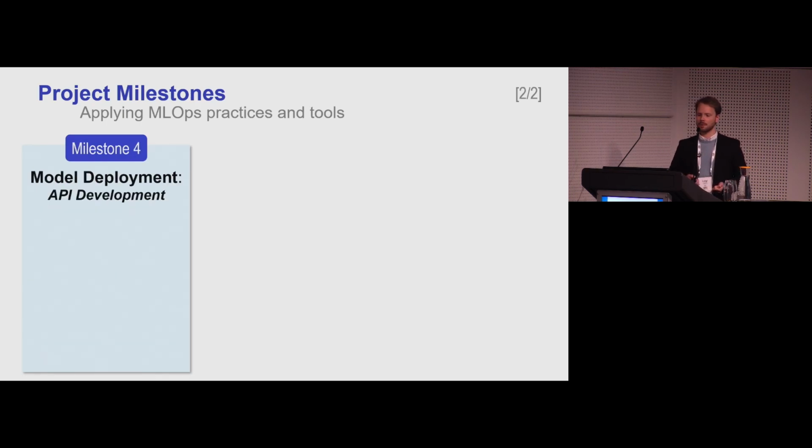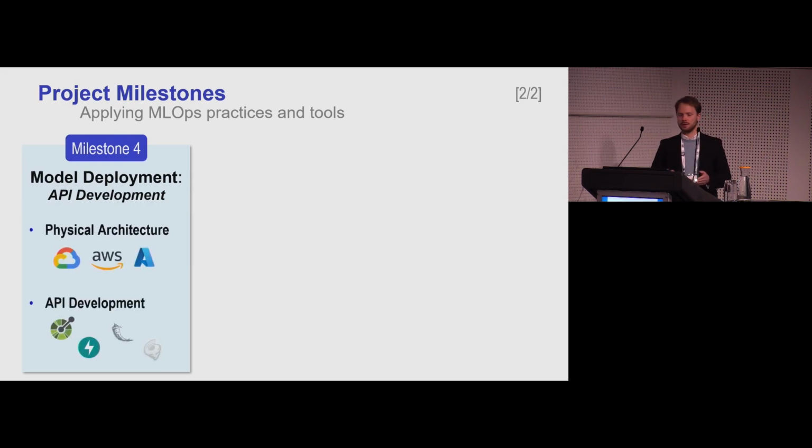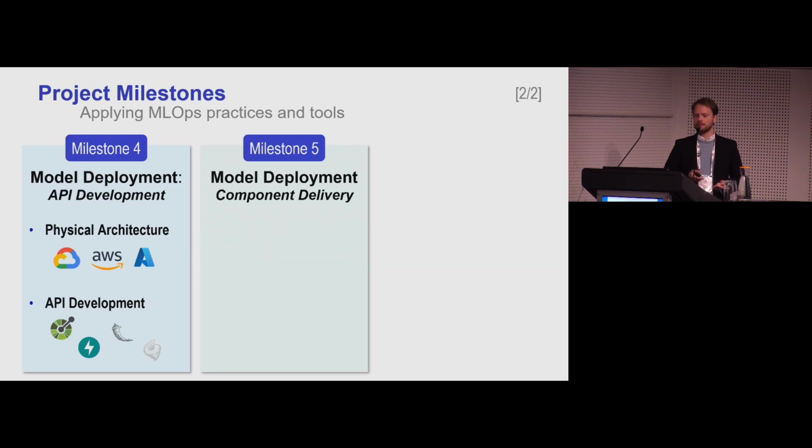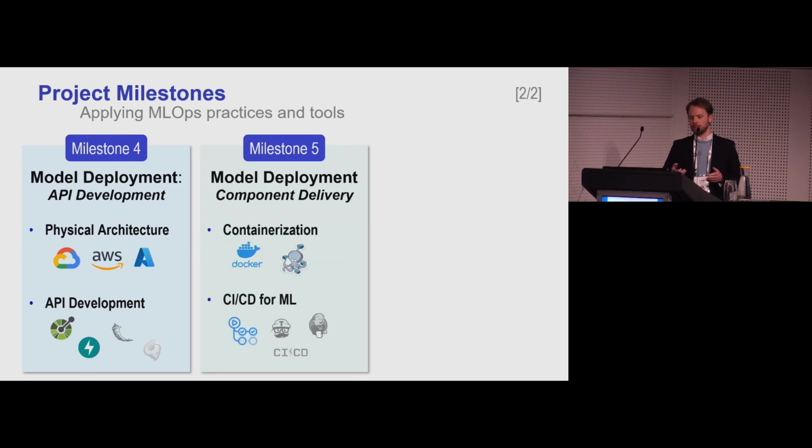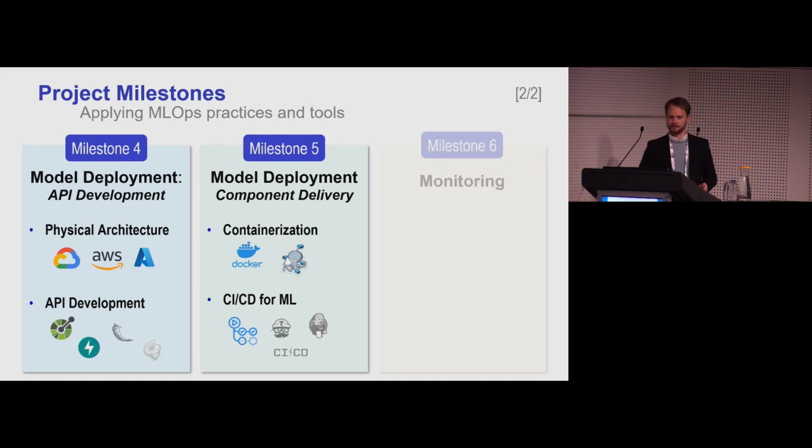In the fourth milestone, we focus on API development, and the students here need to choose a cloud provider to use to deploy their application, and then to develop an API to serve the predictions of their models, using, for instance, a framework like FastAPI. In the fifth milestone, we ask students to package their model with its API using a containerization technology like Docker, and to automate the process for building the Docker image using CI/CD tools like GitHub Actions.